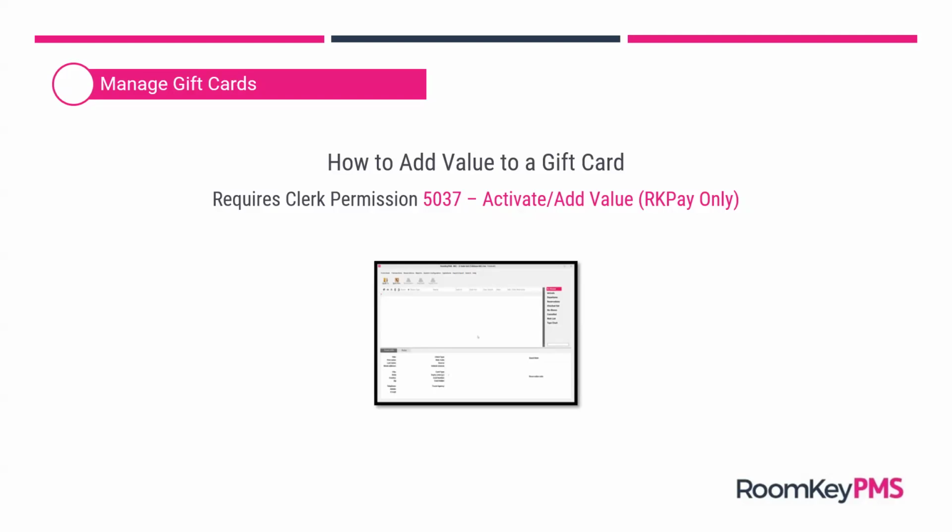But to see how to add value to a gift card, you do also need clerk permission. You are required to have permission 5037, the ability to activate or add value to a card. So this video here is going to demonstrate how to do those steps inside Roomkey.